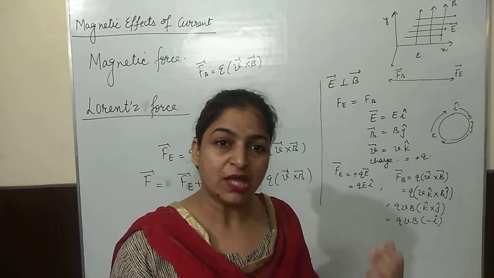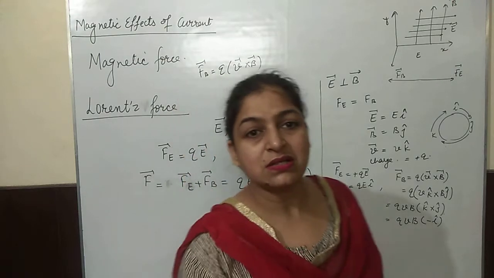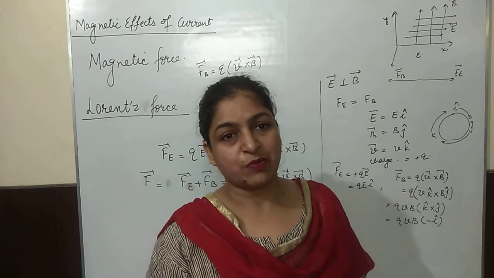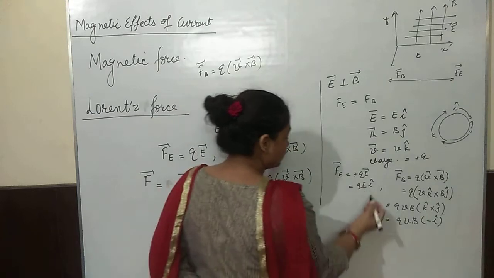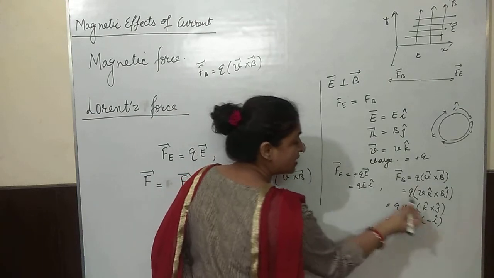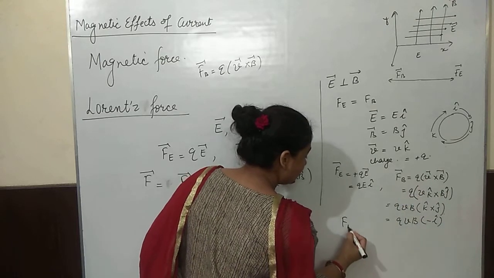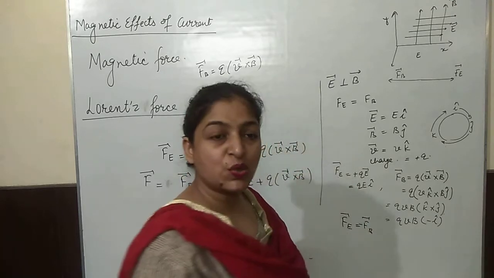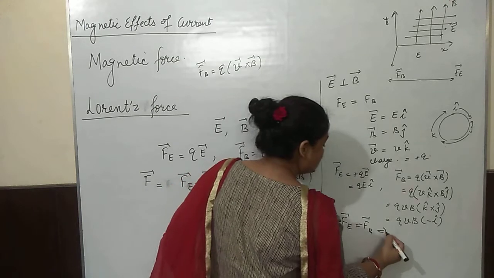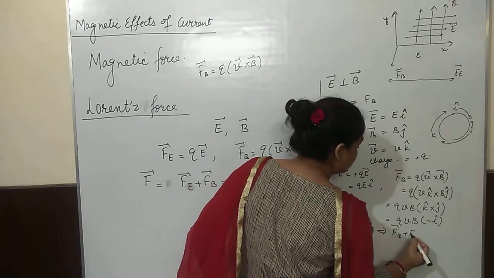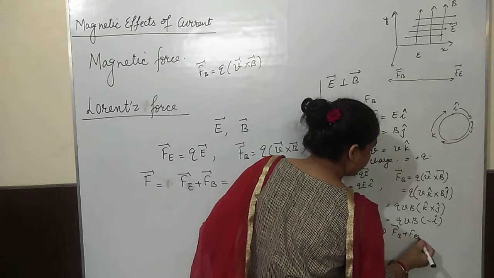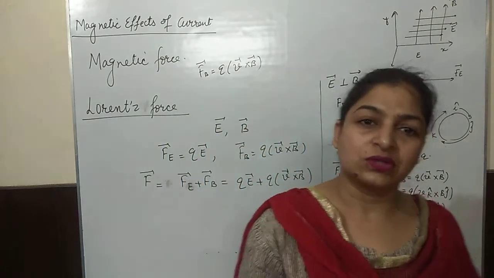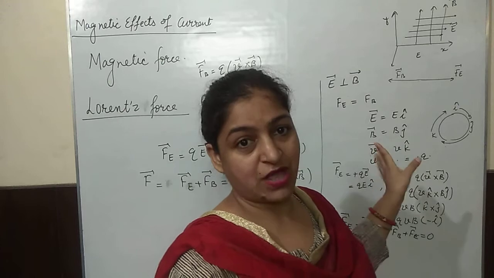Both of the forces would cancel each other. Electric force would be cancelled by the magnetic force. So the resultant force acting on the charged particle would be 0. Now you can see both of the forces are exactly opposite. One is along i cap, one is along minus i cap. So here we can write magnetic force and electric force are equal and opposite. So what we can write here? The sum of both the forces, electric force and magnetic force, would be 0. Means no force is acting on the charged particle under this particular condition we have considered.